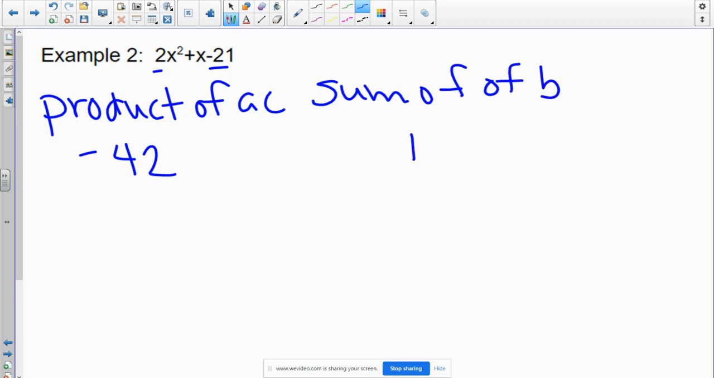So let's think. I need to get negative 42. 42 and 1, there's no way that's going to be 1. 2 and 21, probably not happening. It's a sum of 1, so I'm going to look for two numbers that are kind of close together.